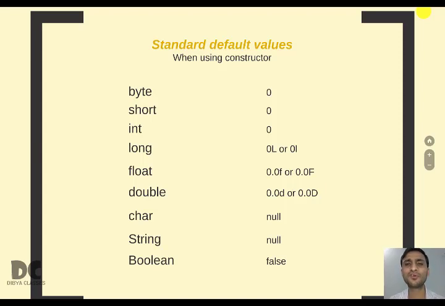For char, the default value is null. In previous videos, we have seen that null is a reserved word. For string also, the value is null, and for boolean, the default value is false. So if you don't give any value to boolean, the default value will be false. Clear? So now we have completed the standard default values.